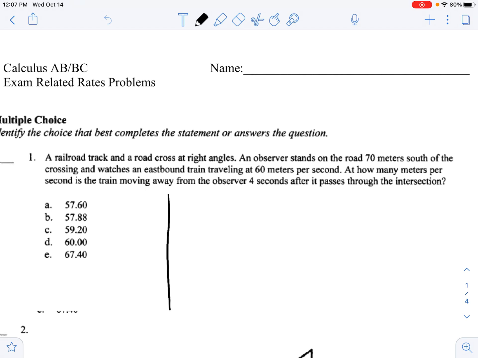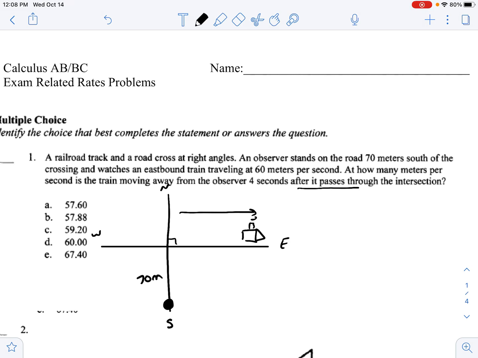So I'm going to draw these two roads. Railroad track and a road cross at a right angle. Observer stands on the road 70 meters south of the crossing. So I'm going to call this the south, the east, north, and the west, okay? So I'm going to label, here's the observer, 70 meters south. They watch an eastbound train traveling at 60 meters per second. And how many meters per second is the train moving away from the observer 4 seconds after it passes through the intersection? So the train's going to be moving in the eastbound direction, and it will have passed the intersection. Okay, so there's my train.